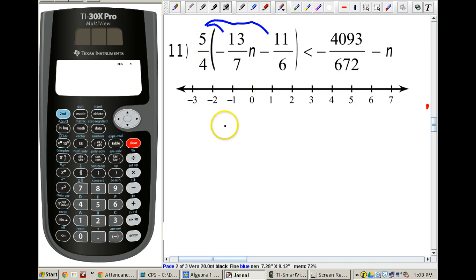So 5 times 13 is what, 65? 5 times 10, 5 times 3, 50 plus 15 is 65. All right. Negative 65 over 28. And please do these along with me, as we're going along, check up to make sure we're doing the same thing.